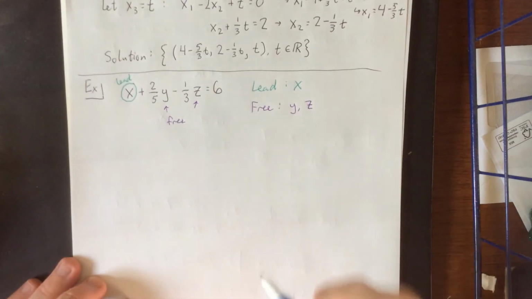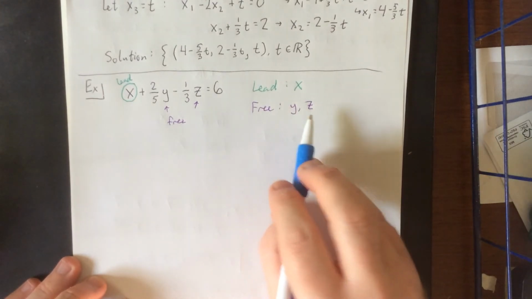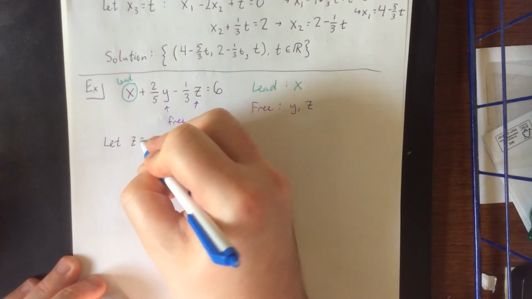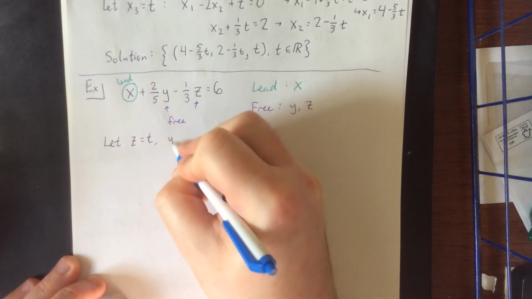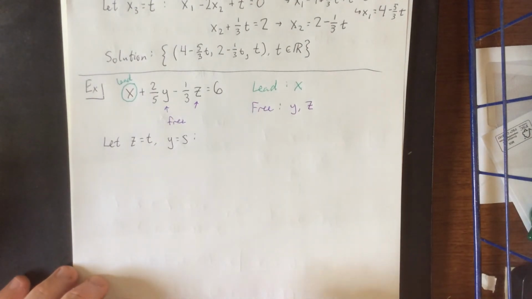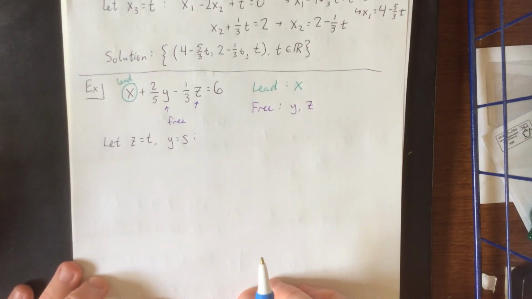So what we'll do is we'll go ahead and define two parameters this time for y and z. So let's say z is equal to t, and we'll say y is equal to s. The names that you use here are completely trivial. They don't actually have an impact on anything, so don't worry about that.